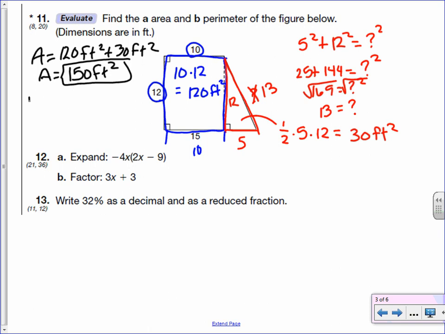And then to find the perimeter, we just add up all the sides around the outside. So 12 plus 10 plus 13 plus 15. 12 and 13 is 25, plus 15 is 40, plus 10 is 50.